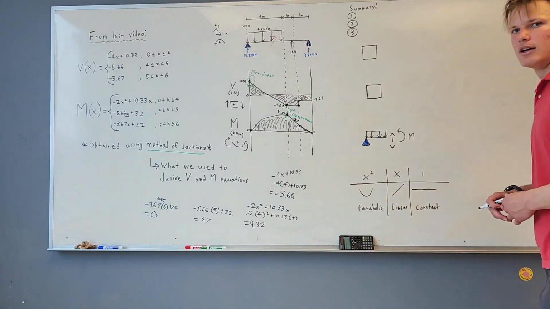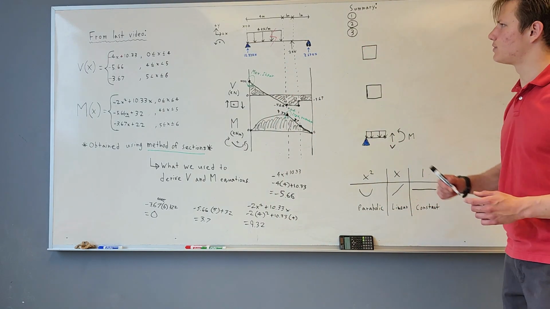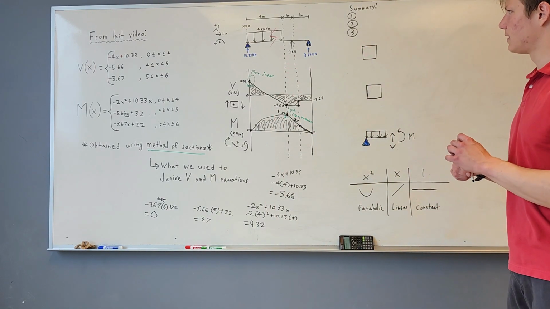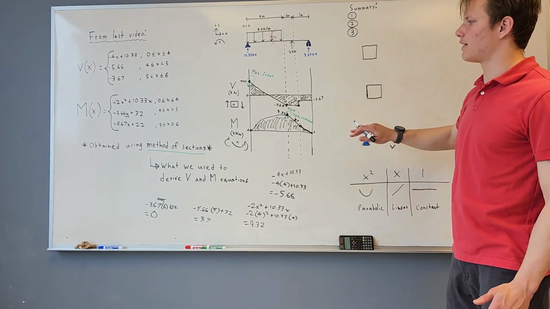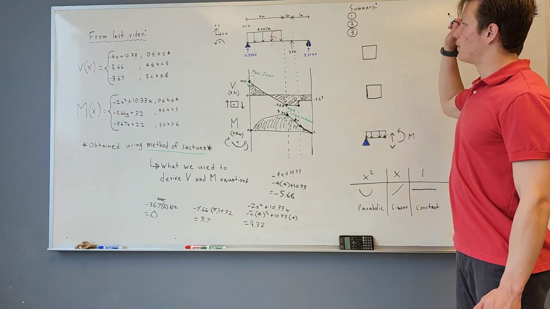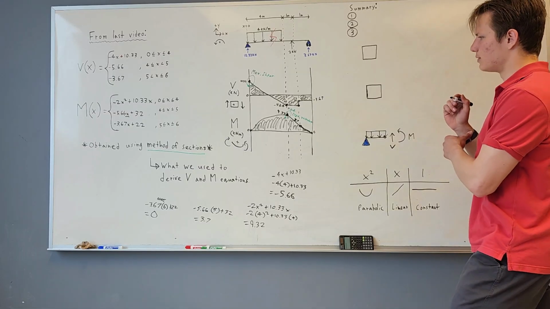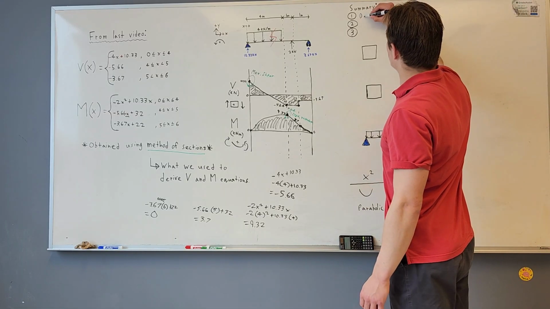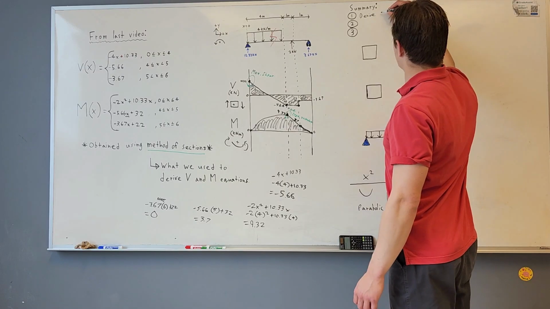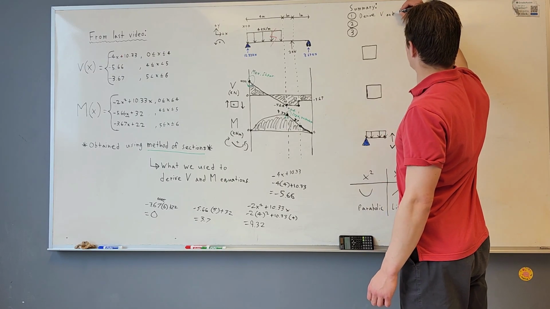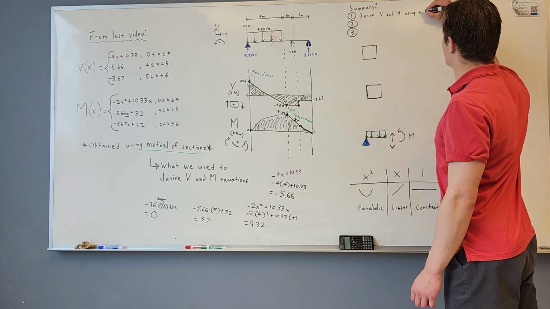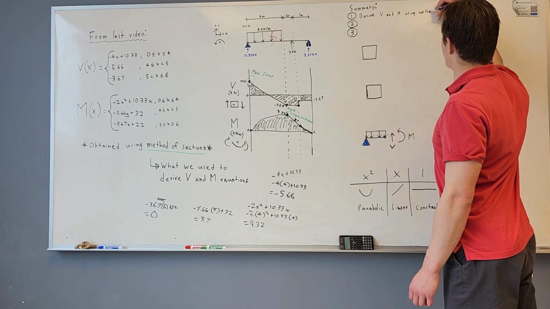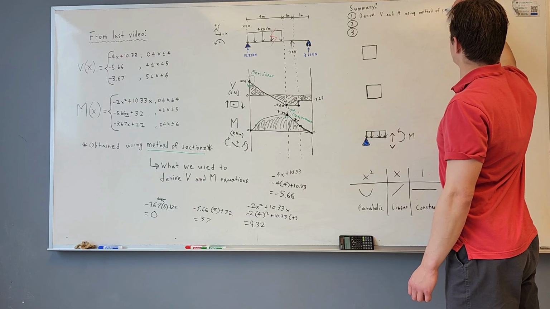I'll end with a quick summary and 3 steps just to remind you guys of how this goes. When you want to plot shear and bending moment diagrams using the method of sections, the first step that you're going to want to do is derive shear and moment equations using the method of sections.